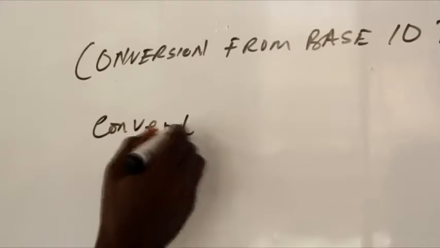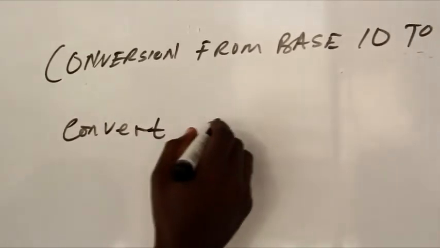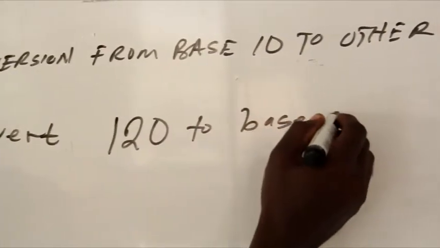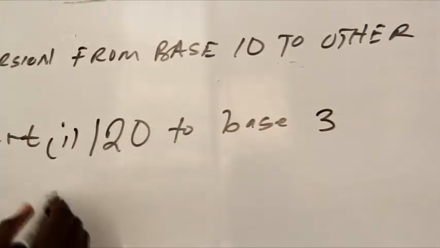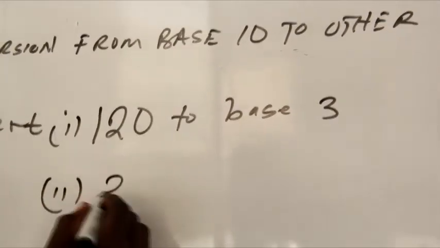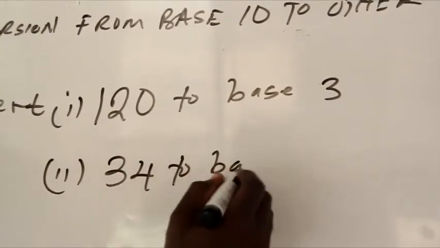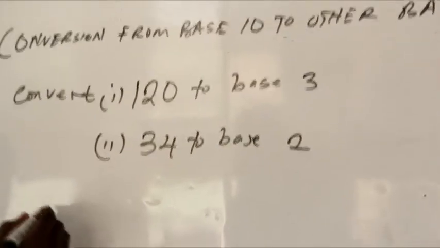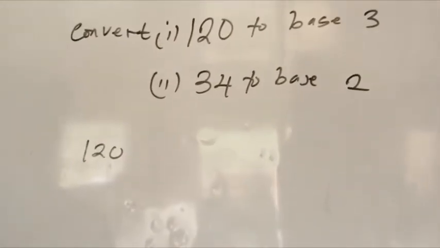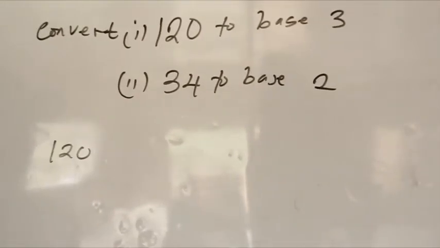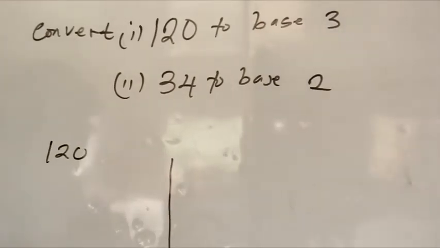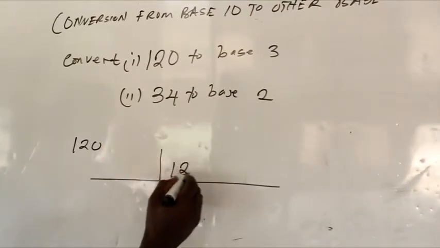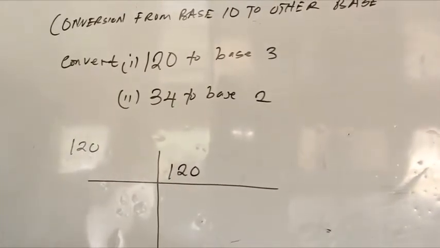Convert 120 to base 3. This is the first one. The second one is convert 34 to base 2. Let's take them. The first one is 120. So we are going to use the long division method, by repeated division. So we have 120. We are going to divide it by 3 continuously.